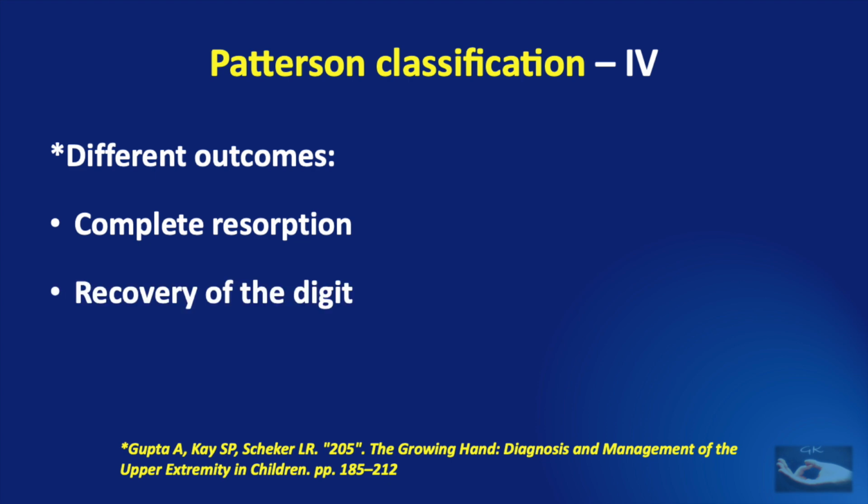found. The second is recovery of the digit. The digit is recovered with the placenta during delivery. And the third is engraftment elsewhere. The amputated digit can be, in rare cases, engrafted somewhere else on the fetus.